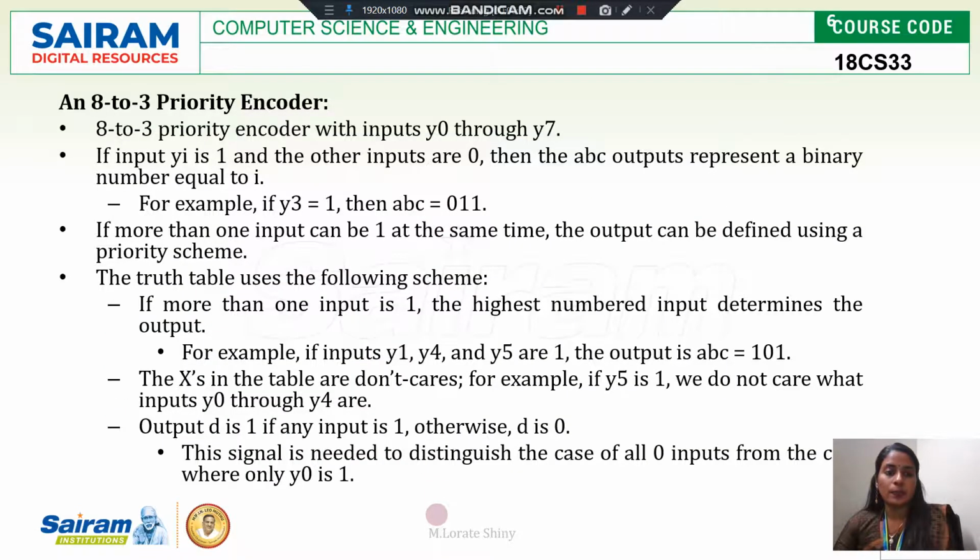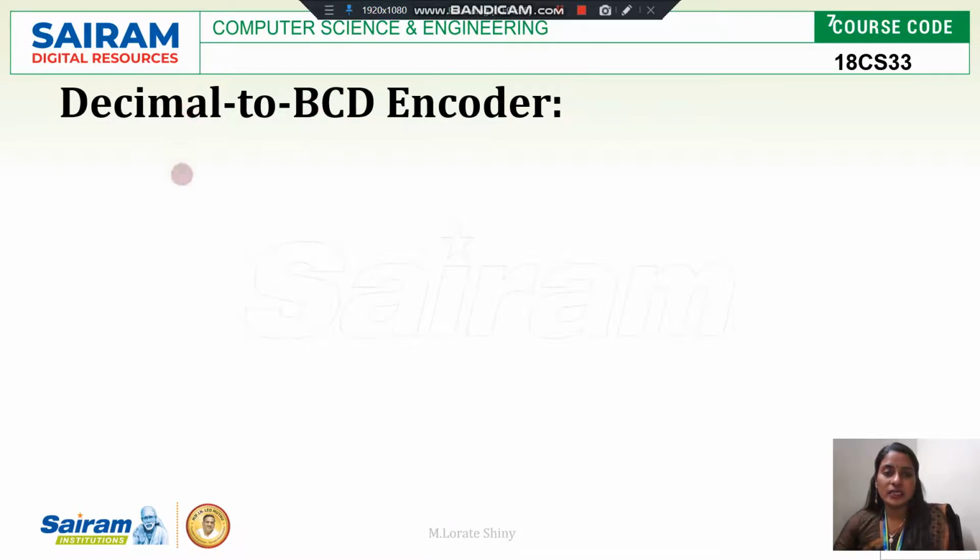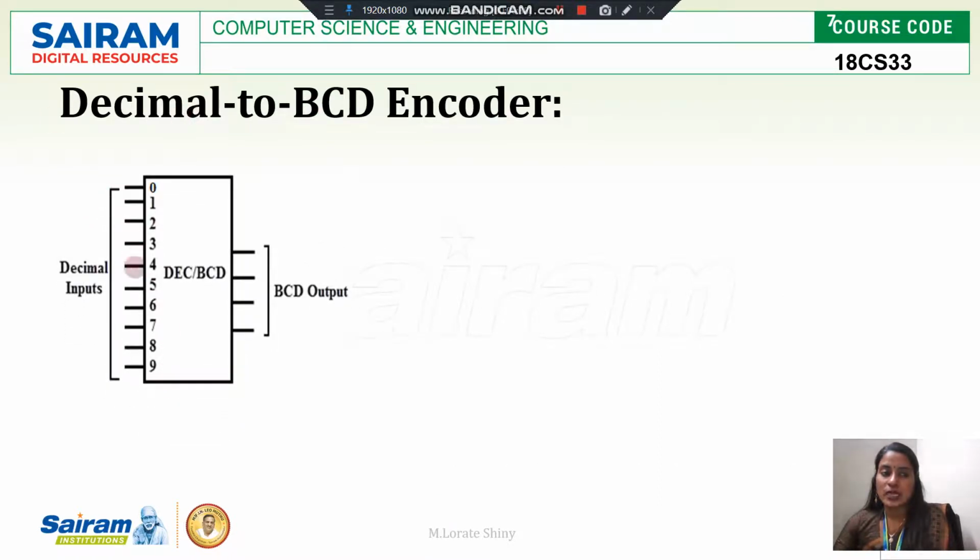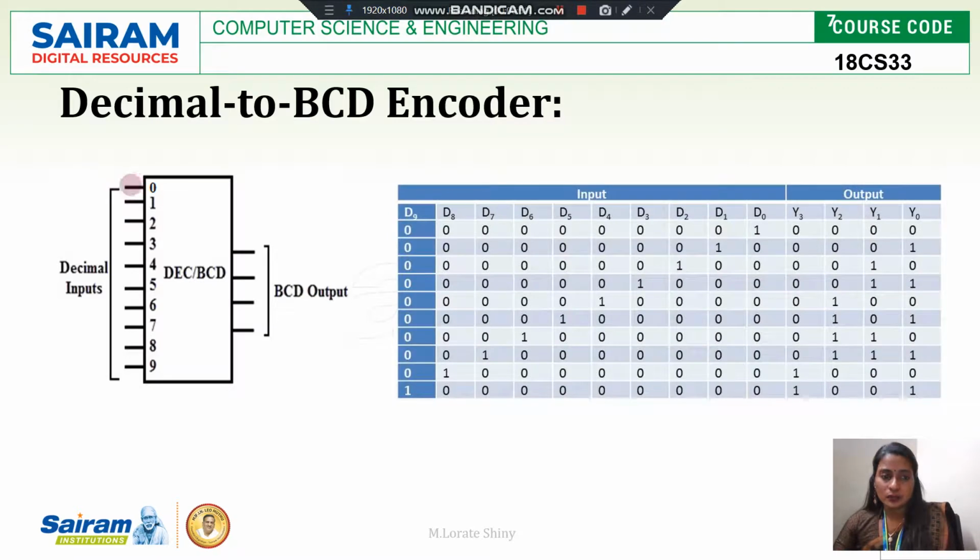So that is written here. Now decimal to BCD encoder, decimal values are from 0 to 9. So inputs are 0 to 9, so totally 10. Outputs are BCD output, binary coded decimal value we will get. You can check the truth table. So if the input is 0, we will get BCD 0 0 0 0. If the input is 3, then the output is 0 0 1 1. If the input is 7, then the output is 0 1 1 1. If the input is 9, then the output is 1 0 0 1.